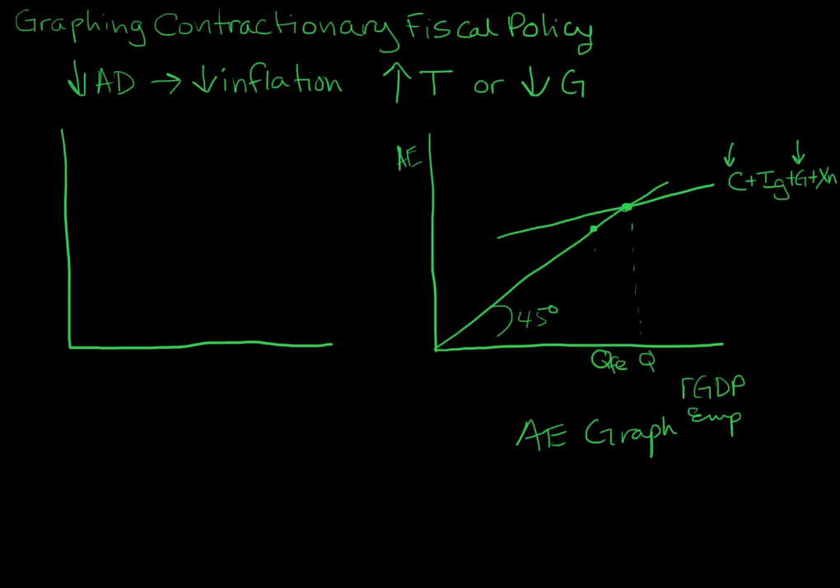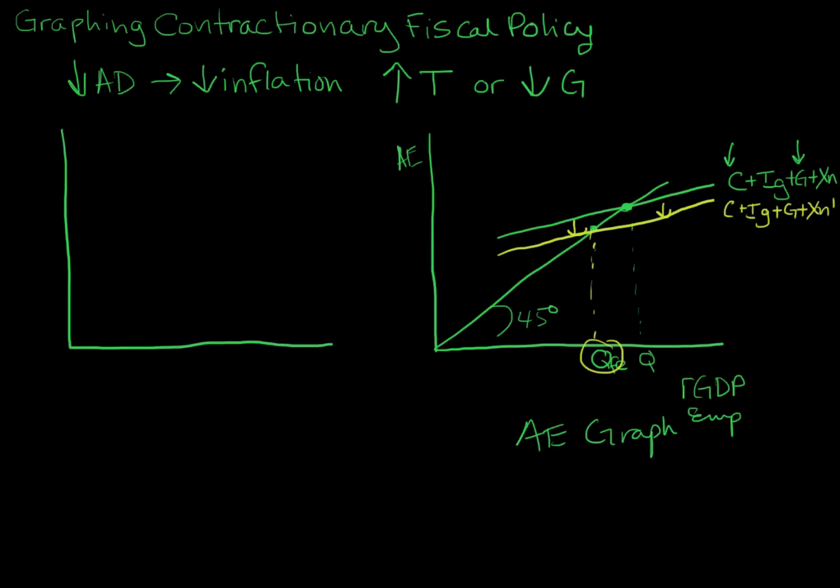Let me switch to a different color. Once we do that, it would shift our aggregate expenditures curve downwards. It would push it down, and we would reach that level of full employment, that desired level of full employment right here. So that is the goal of the contractionary policy.